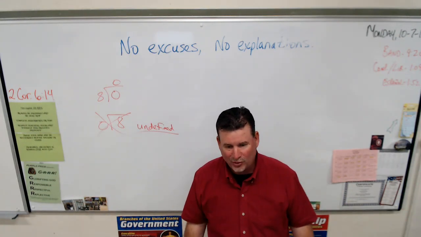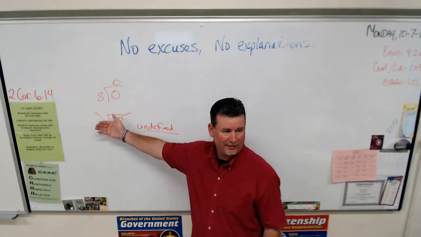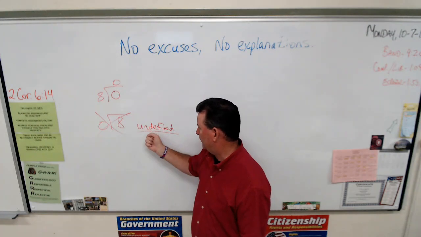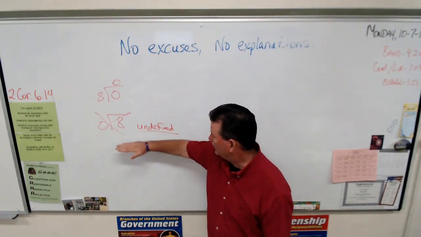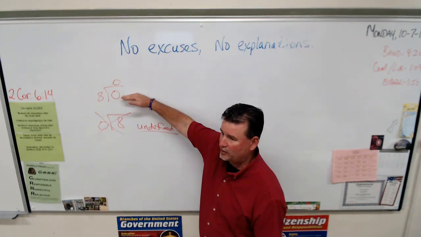So I can divide 0 by something, but I can't divide by 0. It doesn't make any sense. It's undefined. Mathematicians call that undefined, not 0. The one in your book, the answer is 0.